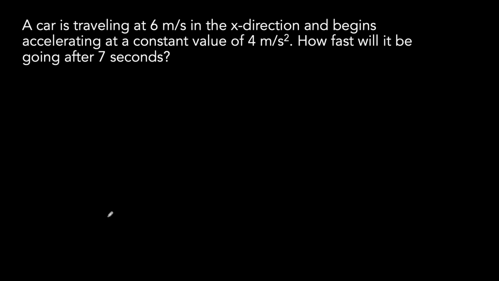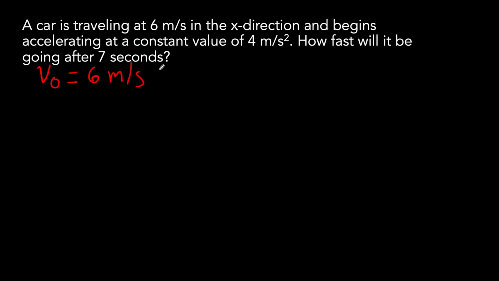Now, a car is traveling at 6 meters per second in the x direction, and it starts accelerating at a constant value of 4 meters per second squared. How fast will it be going after 7 seconds? Okay, so in this problem, we have all of our given information in the same matching units, which is great. So let's go ahead and just summarize what we know. We know that the initial velocity, v0, is 6 meters per second.